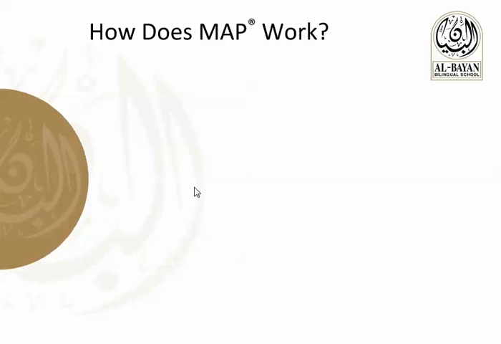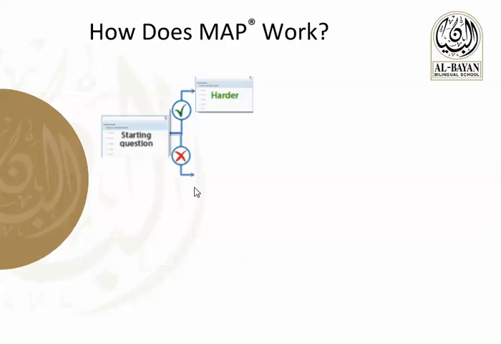So how does MAP work? MAP tests are adaptive, meaning the test will adjust based on how the student answers. This challenges every student. As the student responds correctly or incorrectly, the test items adjust in difficulty. If an answer is correct, the next question is harder. If an answer is incorrect, the next question is easier. In this way, the teachers learn exactly where each student currently performs.